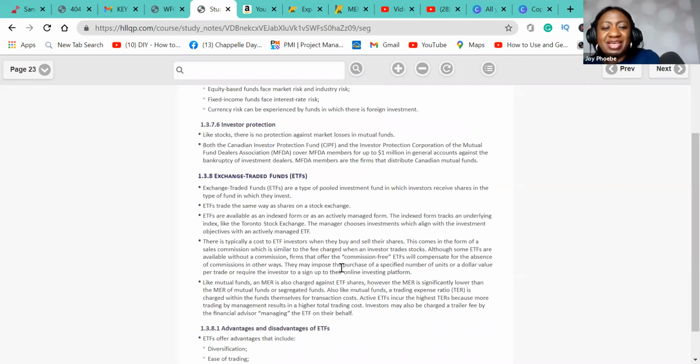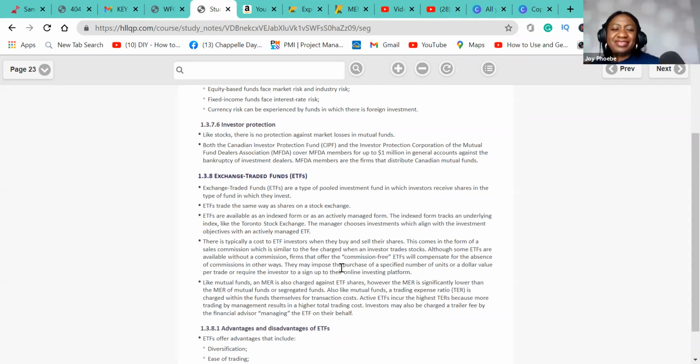Number 8 is exchange traded funds. Who wants to tell us? Zaken, you want to tell us about exchange traded funds? ETF. Stocks, right? Yes, it's stocks. I've forgotten it actually.